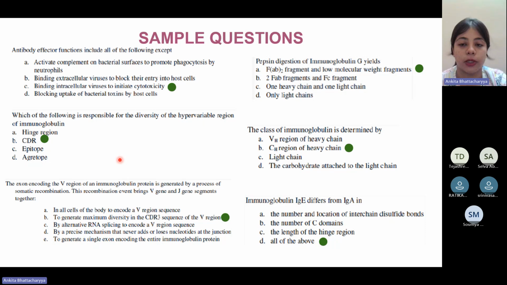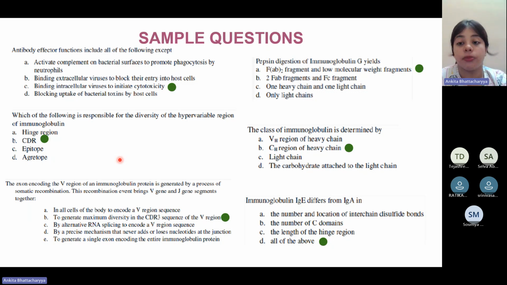The next question is about the class of immunoglobulins, which is determined by: A, the variable region of the heavy chain; B, the CH region of the heavy chain; C, the light chain; or D, the carbohydrate attached to the light chain. So we talked about the different subclasses or isotypes of antibodies. That is obviously determined by the constant region of the heavy chain, where you can have IgG or IgM or IgD initially, and then you can undergo switch into either G, A, or E, depending on the specificity. So option B is correct.